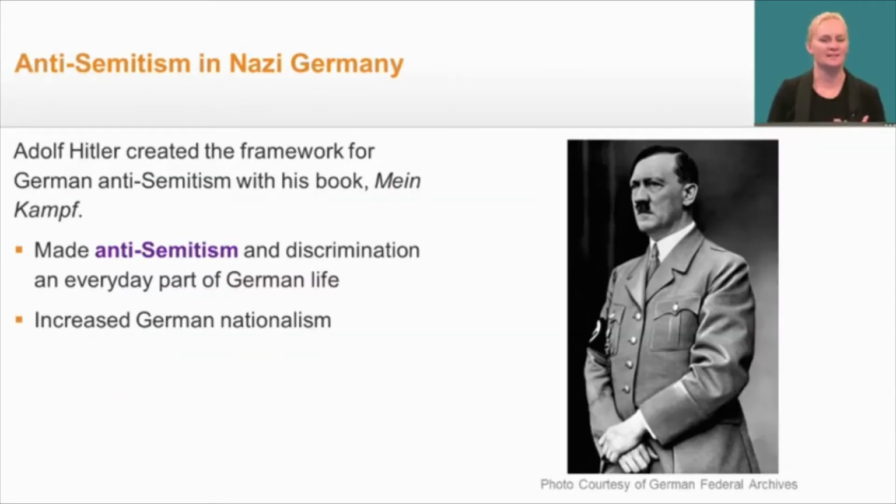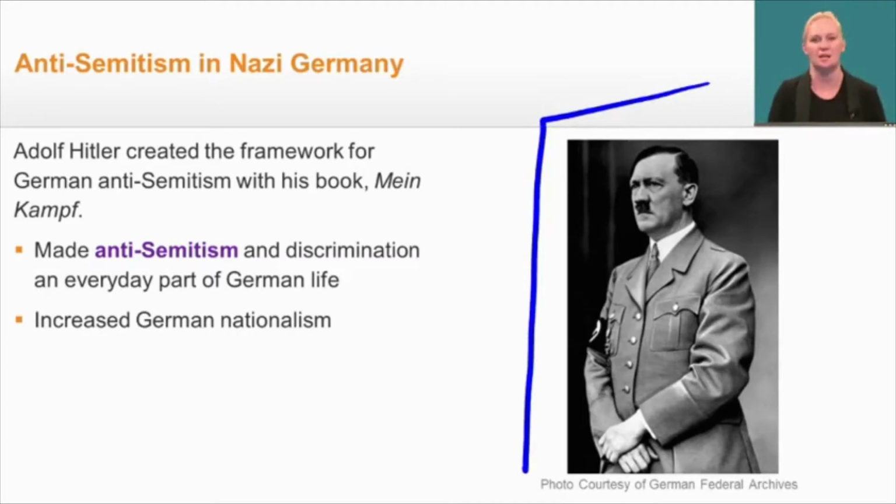So what really was anti-Semitism in Nazi Germany? Well, this picture here shows the German dictator Adolf Hitler. Now, Adolf Hitler was imprisoned for a short period of time before he came to power. And while he was in prison, he wrote a book called Mein Kampf, which means My Struggle. And in it, he created the framework for German anti-Semitism, which means a discrimination towards the Jewish people.